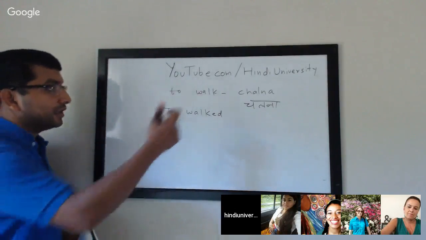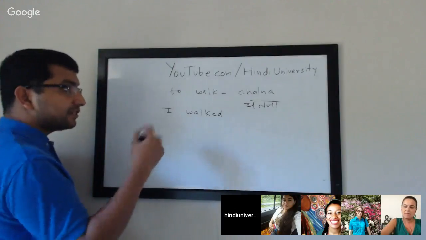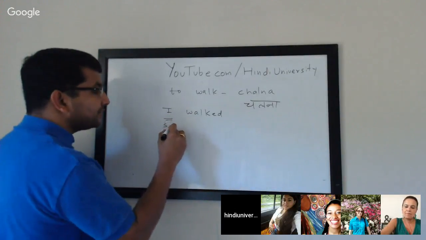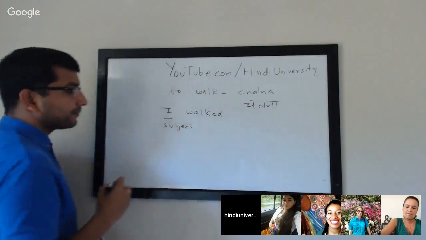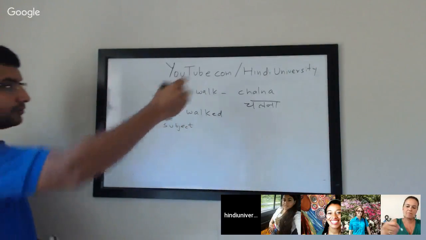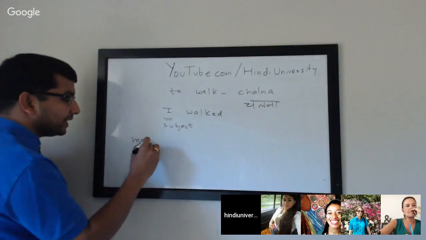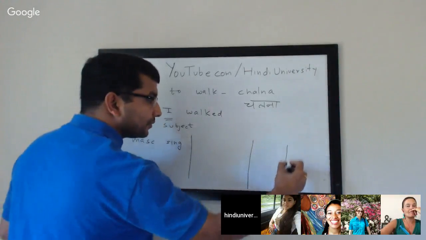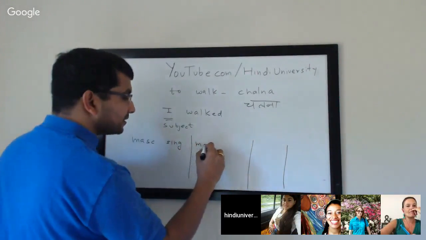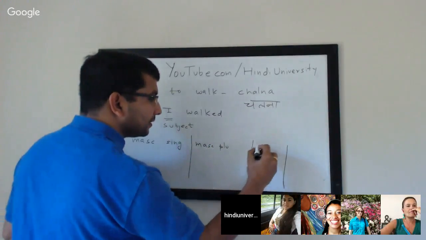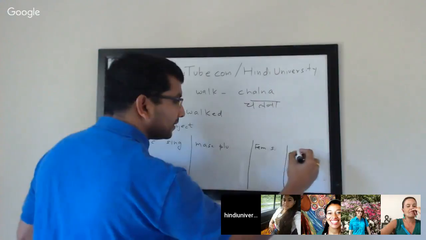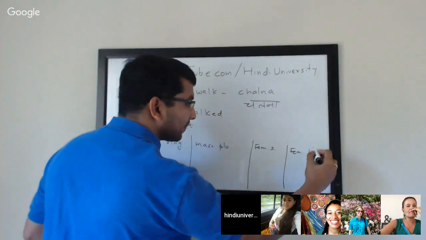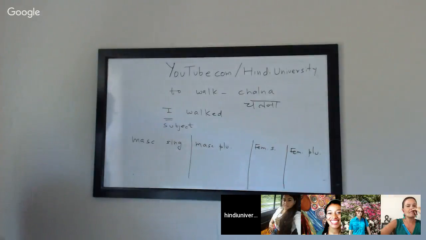In the past tense, if you're using an intransitive verb, your subject is influencing the verb conjugation. Okay. And now we will see how the verb conjugation happens. So if your subject is masculine singular, I'm just going to make a small table for you. Or if your subject is masculine plural, and then you have a feminine singular and feminine plural. Once you understand it, the structure will be the same for other intransitive verbs as well.